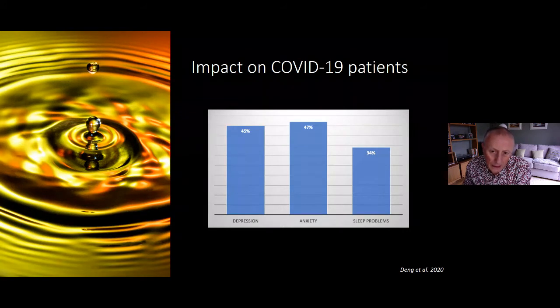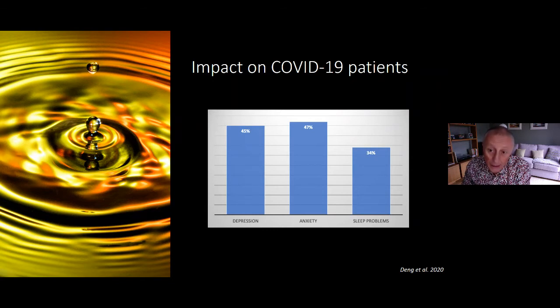So for these studies, the pooled prevalence of depression amongst COVID survivors was 45%, anxiety was 47%, and sleep disturbance was 34%. So in patients who survived the coronavirus, and most of these patients are people who have been inpatients and since discharged, rates of psychological distress are high.